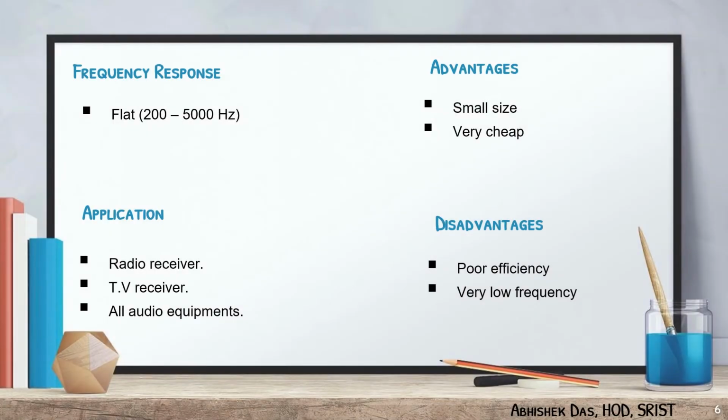The frequency response of the moving coil loudspeaker is flat. The frequency response range is 200 to 5000 Hz. It has some advantages: they are very small and very cheap. The main disadvantages are that it has poor efficiency and it has very low frequency. The main application of this loudspeaker is that it is used in radio receivers, TV receivers and all other audio equipment.